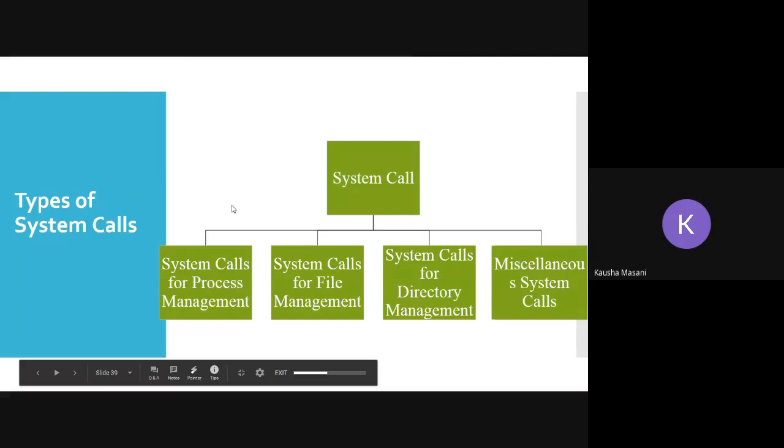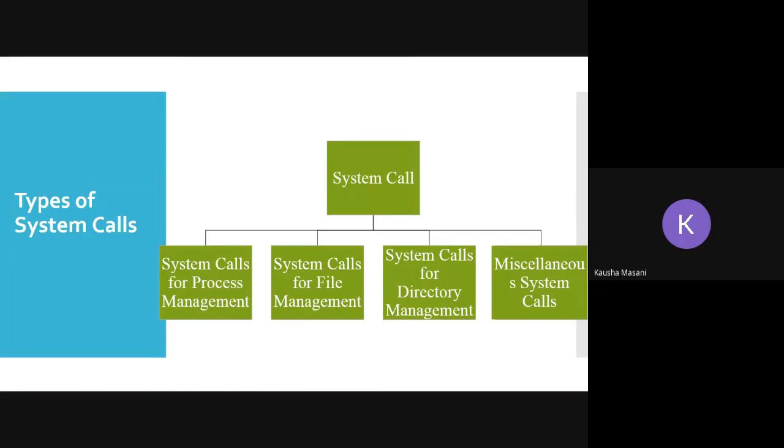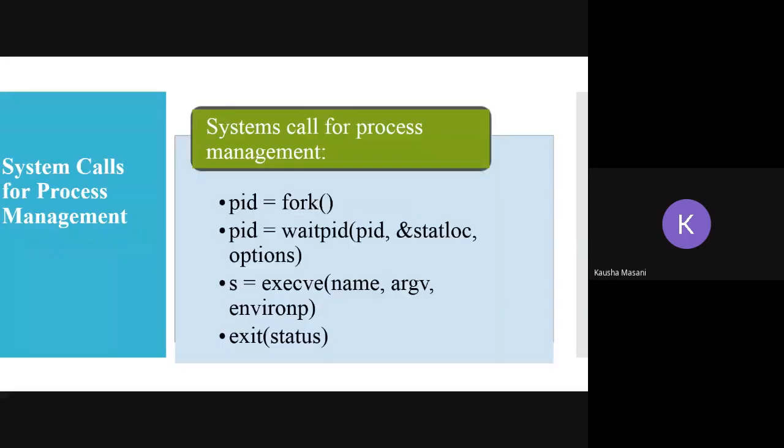Okay, so we are going to see some examples. Now see, Windows has around 300 system calls. Similarly, Linux has around 700 system calls. We are not going to see each one of them, but we are going to see a few which are mostly used, or which people majorly deal with. The first one, system calls for process management, are fork, waitpid, execve, and exit status.